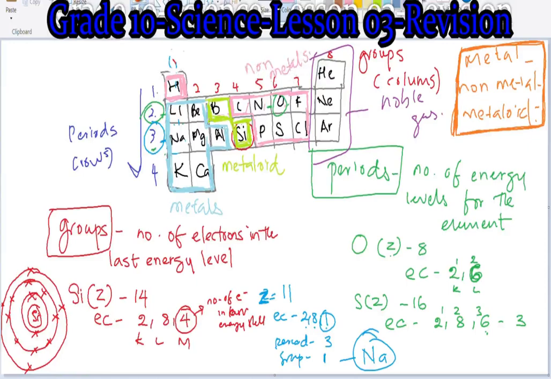So this is the classification of elements as metal, non-metal or metalloid. This is also important to know. And remember, metals are always solid, except mercury, which is the only metal that is a liquid. That is all for this.